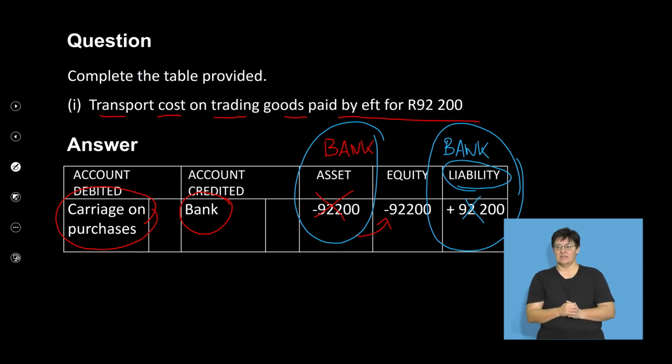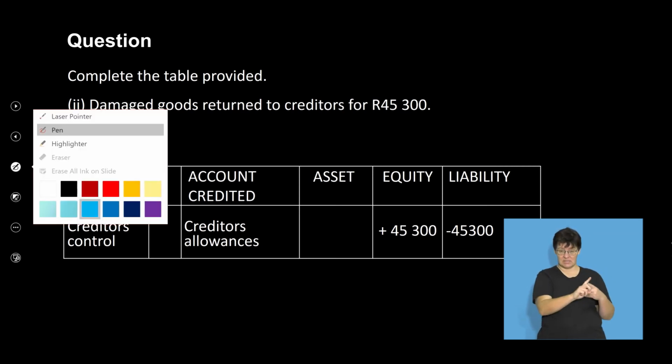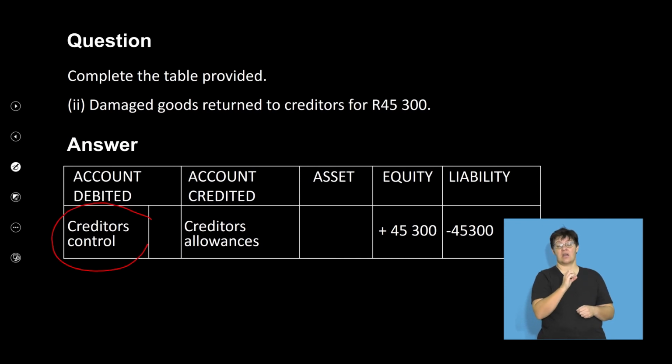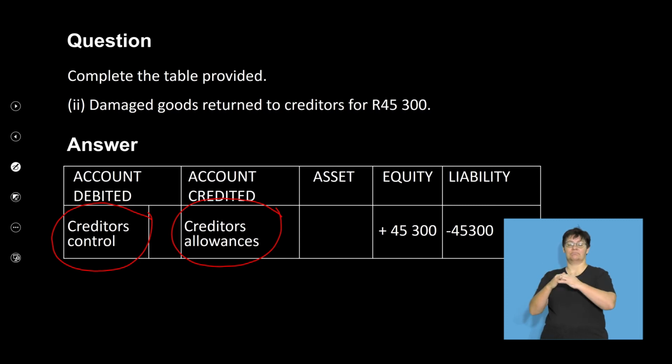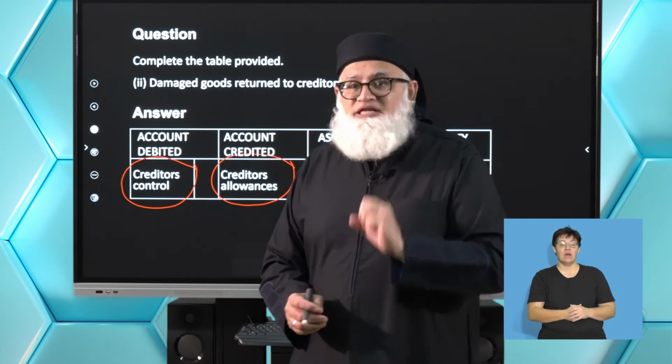Right, the next one says, damaged goods were returned to the creditors for 45,300. Account debited is your creditors control. Here we go. You're debiting your creditors control. Why? It's your liability account decreasing in value, therefore debited. And you credit your creditors allowances. Remember, this is the account we specifically set up to record all the goods that we are returning to our suppliers. So you debit your creditors control, credit your creditors allowances.